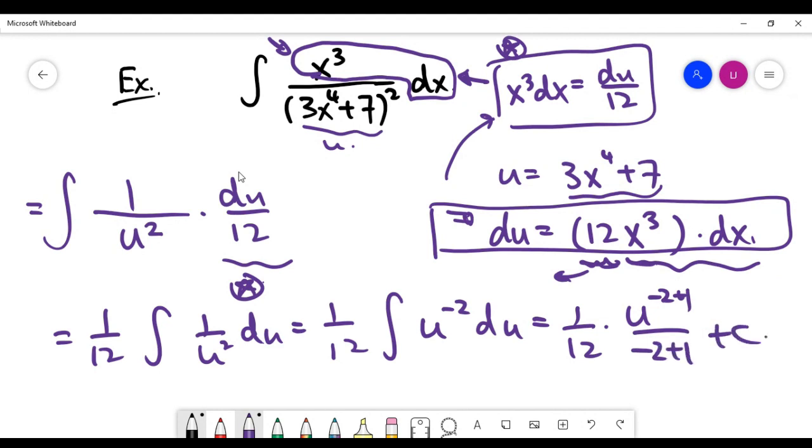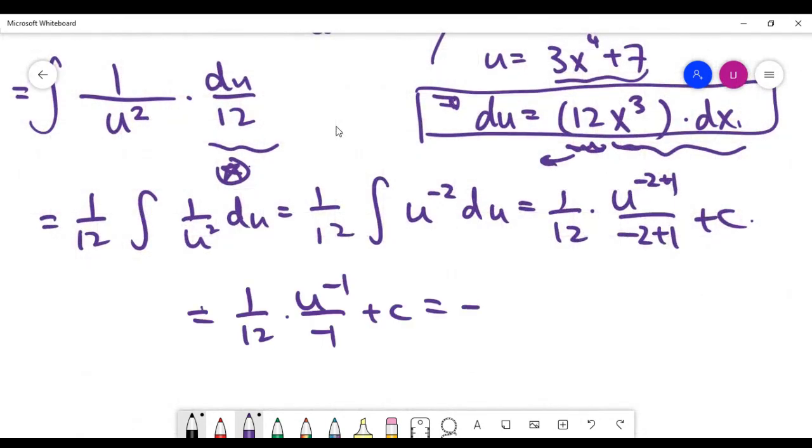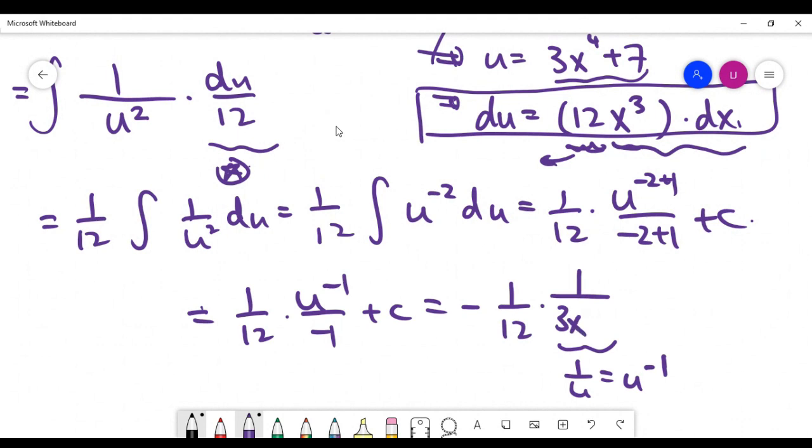And it's basically finished, but we can write it in a slightly better way. I can write it as minus 1 over 12 times the function 1 over u, because 1 over u is u to the power minus 1. And u, please look at the first line, u is actually 3 times x to the power 4 plus 7. And that's basically the final part of our answer to this problem.